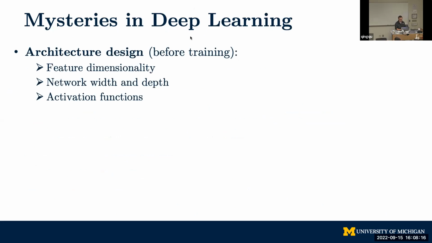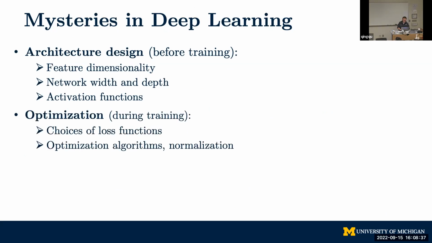One aspect is that there are a lot of hyperparameters for deep networks to tune, like feature dimensions, the depths and widths of deep networks, and the use of activation functions, and we don't have a systematic approach to tune those hyperparameters. Another aspect is in terms of optimization: what kind of loss functions we should choose, and what kind of optimization or normalization approach we should use during optimization. People nowadays are still relying on heuristics and trial and error.